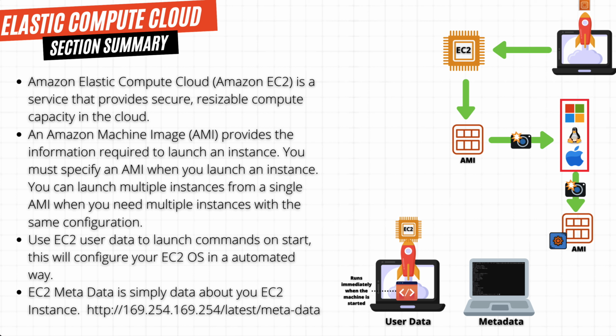Don't forget, we use user data to save time. We use user data to launch commands on start. This will configure any settings we want in our EC2 operating system in an automated way. We can leverage EC2 metadata, or data about our EC2 instances, to run the same user data scripts across different EC2 instances, because EC2 metadata contains information like the instance ID and the elastic IP.